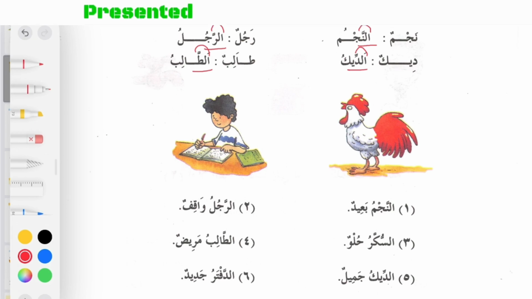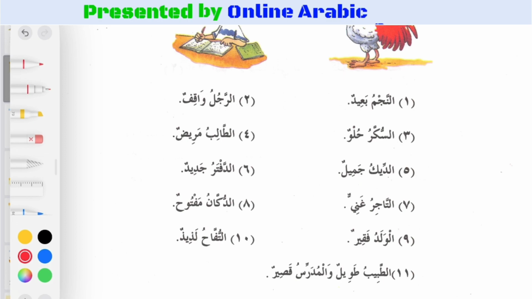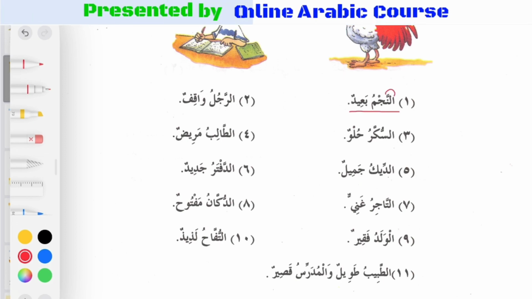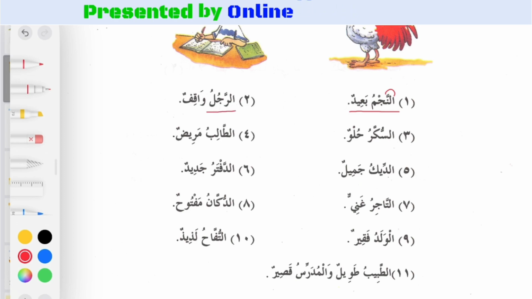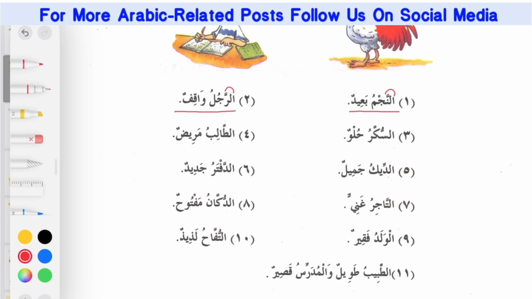And now let's read and translate these sentences. So the sentences are an-najmu ba'idun. An-najmu, alif with noon. An-najmu ba'idun. The star is far away. Ar-rajulu waqifun. Ar-rajulu, alif with ra. Ar-rajulu waqifun. The man is standing.